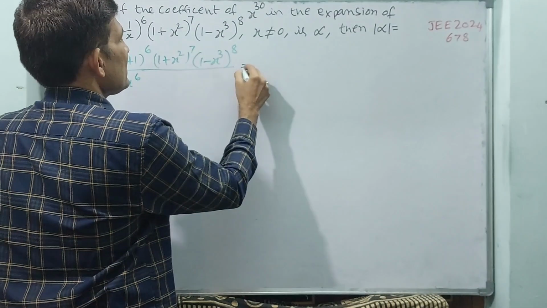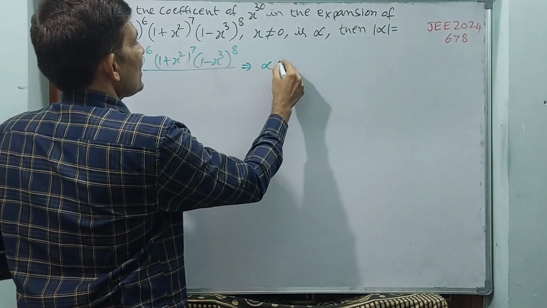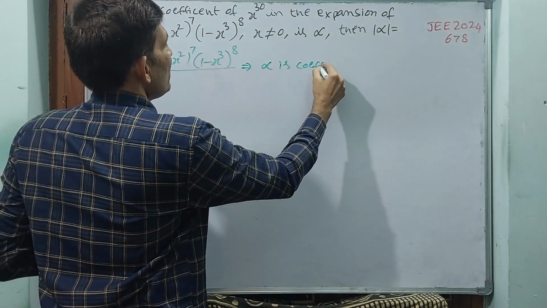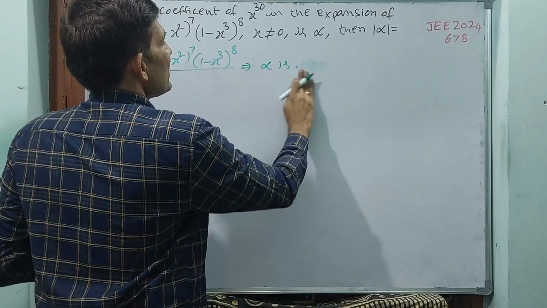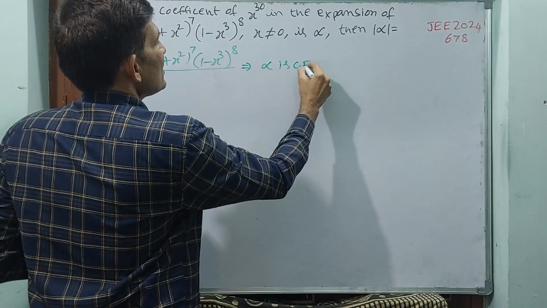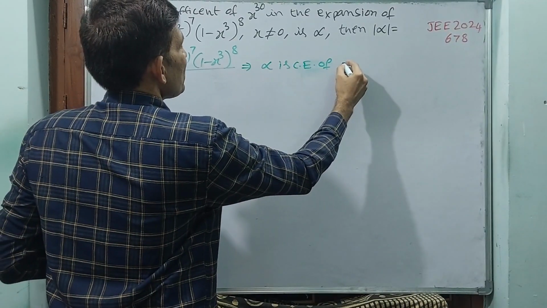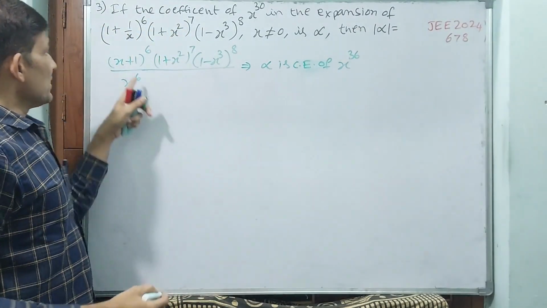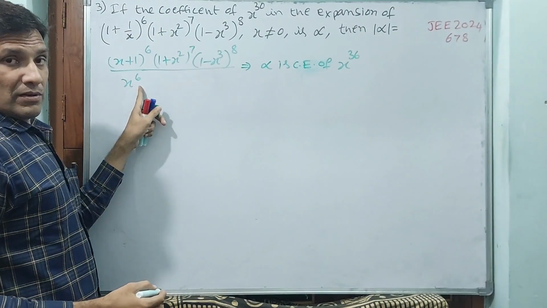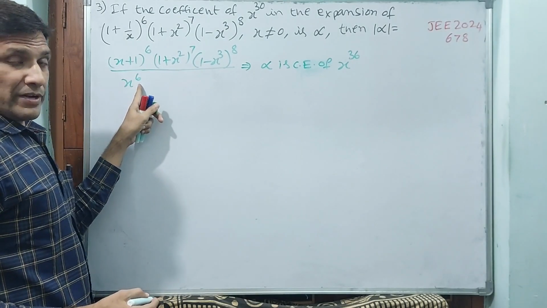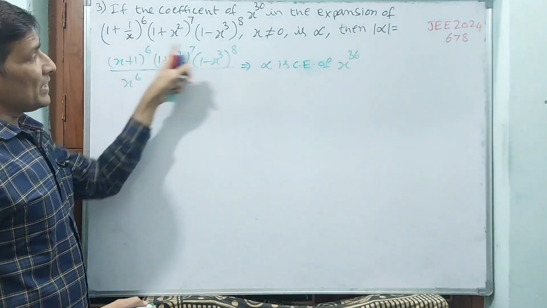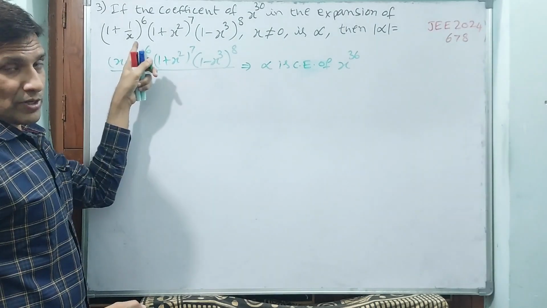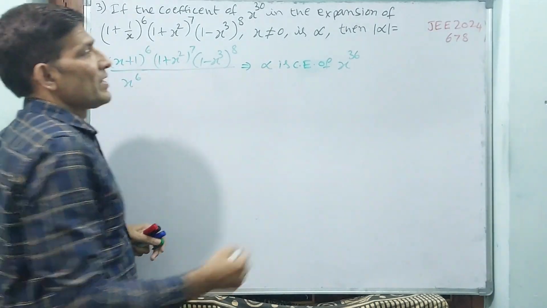Shall I take alpha as the coefficient? Alpha is the coefficient of x to the power of 36. Why? Because see, 30, the denominator has 6. That means if 36 comes, 6 is going to subtract. 36 minus 6 is 30.